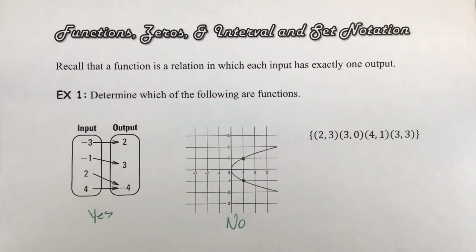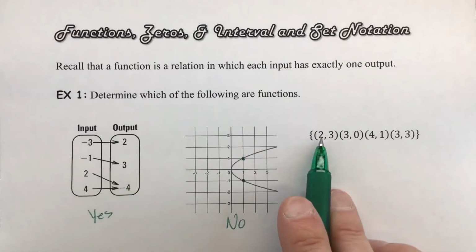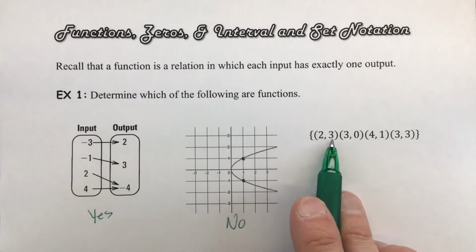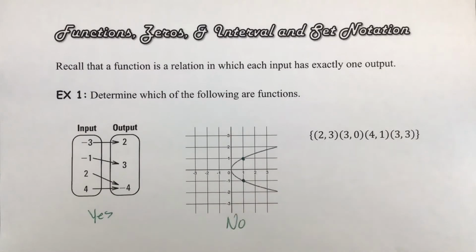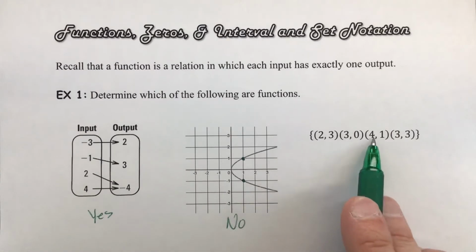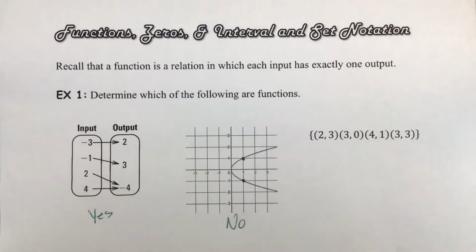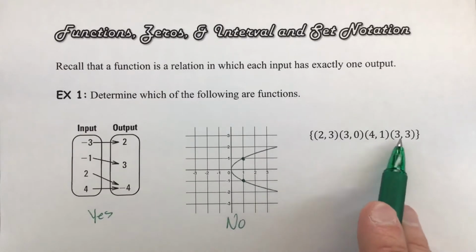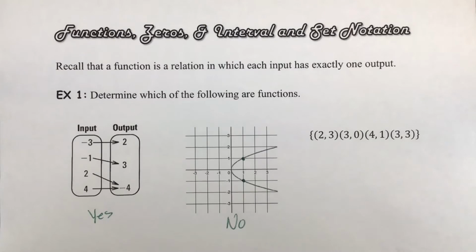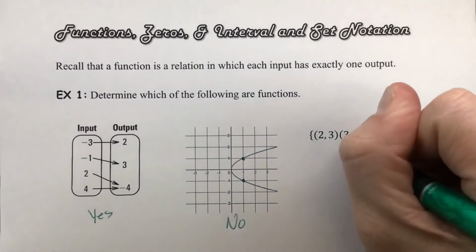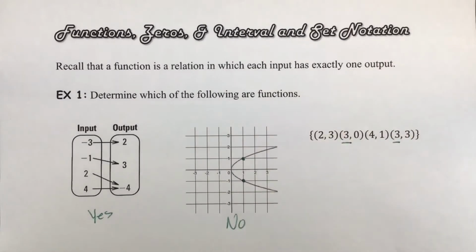For the third, what we're looking at is a select set of coordinates. In a way, this isn't much different than what we have here. You could imagine a 2 in the input bubble going to a 3 in the output bubble, a 3 goes to a 0, a 4 goes to 1, and a 3 goes to 3. So what you want to look at here is, do we have any duplicate values in the inputs, or the domain? I'm going to look at the 2, the 3, the 4, and the 3. As I read those, you should hear that the 3 gets mentioned twice.